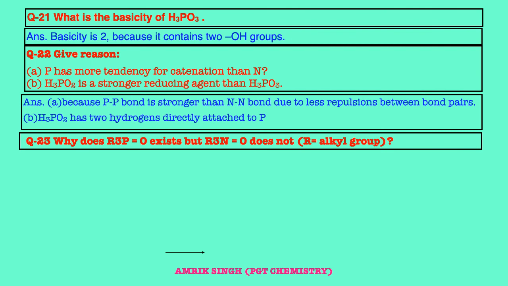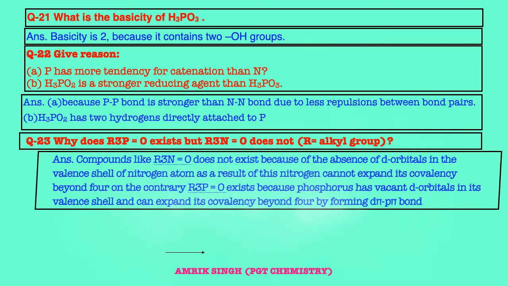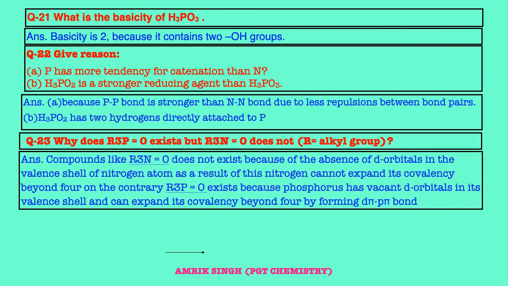Now, question number 23. Why does R3PO exist but R3NO does not? Answer is same. Compound like R3NO does not exist because here nitrogen is forming 5 bonds, 2 with oxygen and 3 with R. It does not exist because of the absence of d orbital in valence shell of nitrogen atom. As a result of this, nitrogen can't expand its covalency beyond 4. On the contrary, R3PO exists because phosphorus has vacant d orbital in its valence shell and can expand its covalency beyond 4 by forming dπ-pπ bonds.